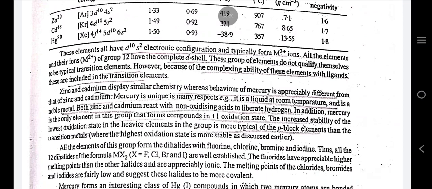These elements all have a d10 s2 electronic configuration and typically form M2+ ions. All the elements and their ions of group 12 have a complete d shell. This group of elements does not qualify as typical transition elements. However, because of the complexing ability of these elements with ligands, they are included in the transition elements.